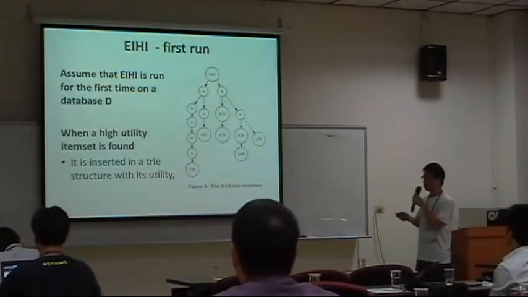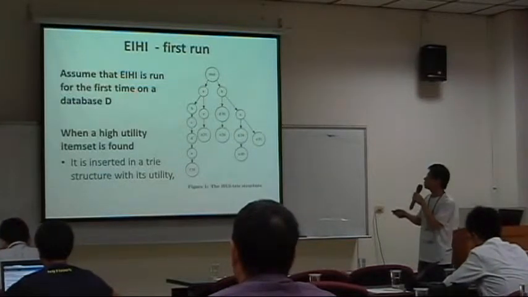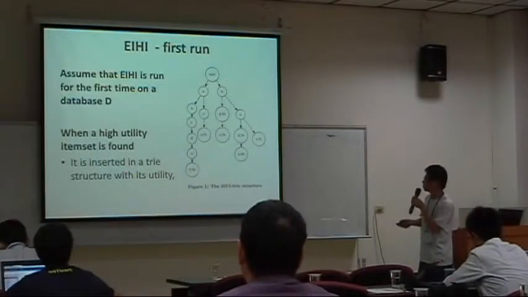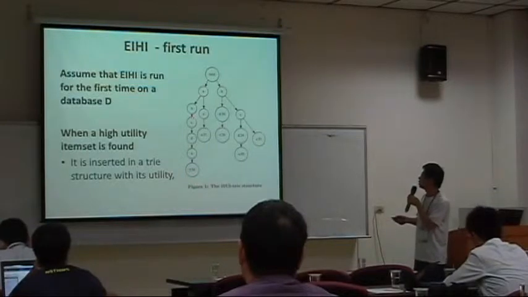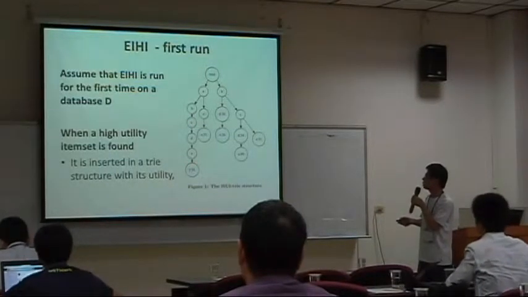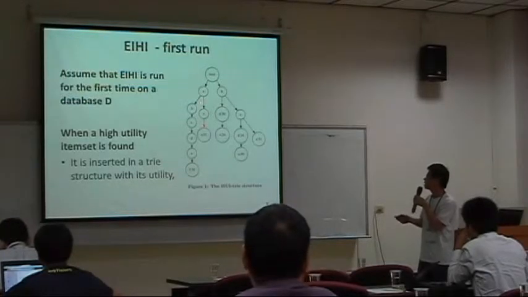So the proposed incremental algorithm EIHI has two phases. The first phase is the first run, where EIHI is run for the first time on a database D, our original database. When a high-utility itemset is found, it is inserted in a tree structure with its utility value. And here is the picture of the tree structure. A, B, C, D, E, F, and each node in this tree has its item name and its utility value. We can see that A can imply B, A can imply C, and A can imply E. And the itemset ACE has a utility value of 51.